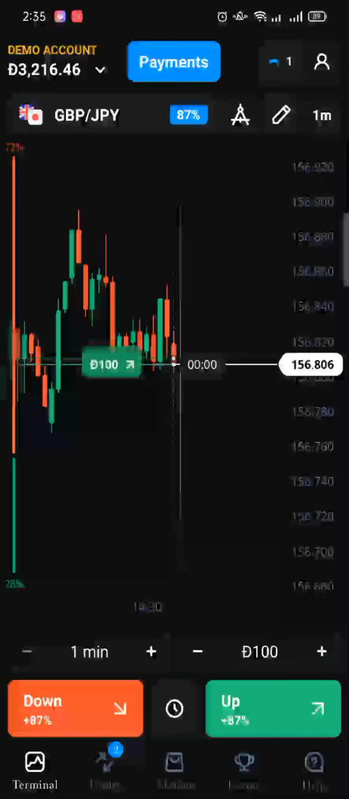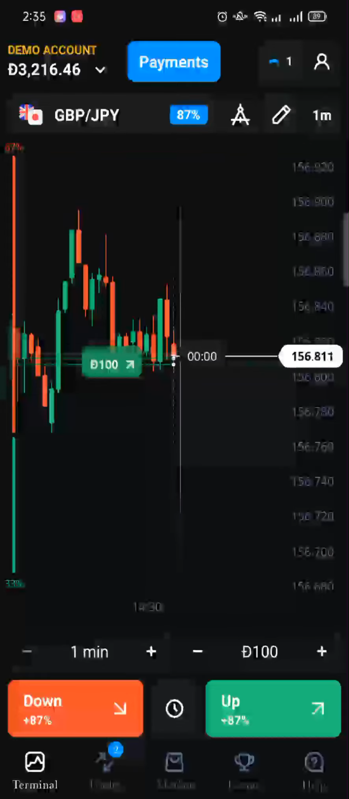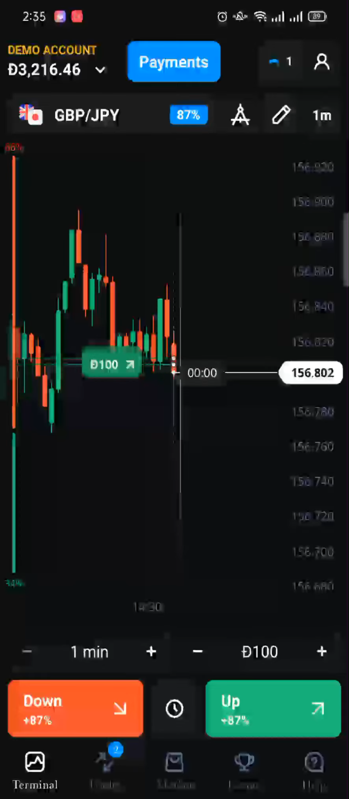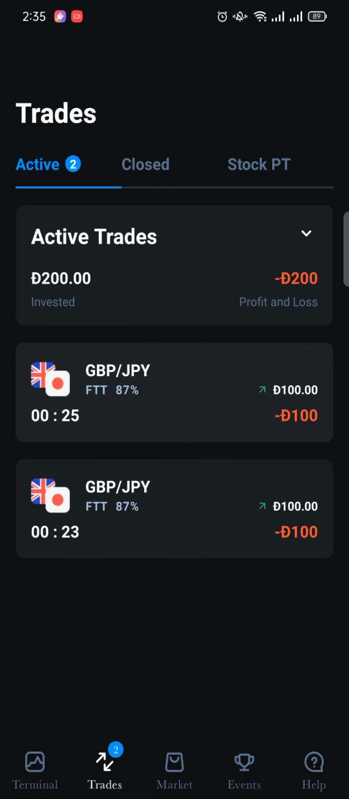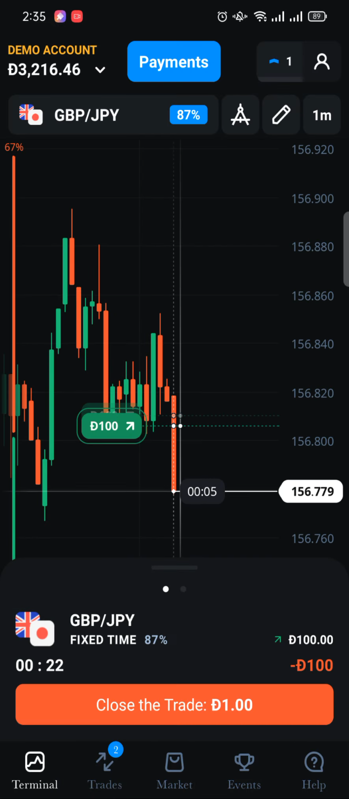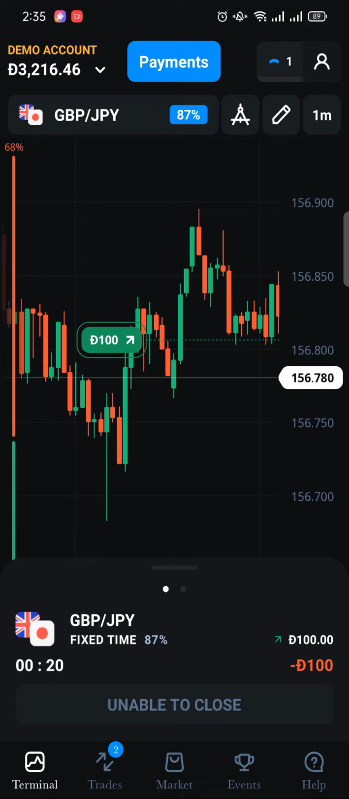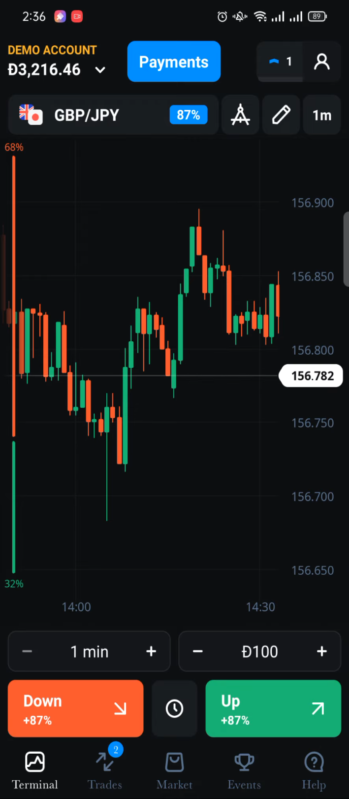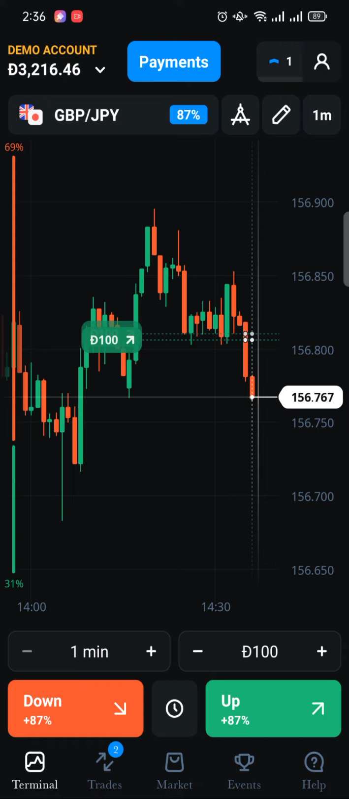Why don't they make another candle? Is it any kind of glitch or what? Why don't they make any other candle? That's what I'm wondering. Let's see. Oh man, we are gonna be losing this trade, but it is a good buy.